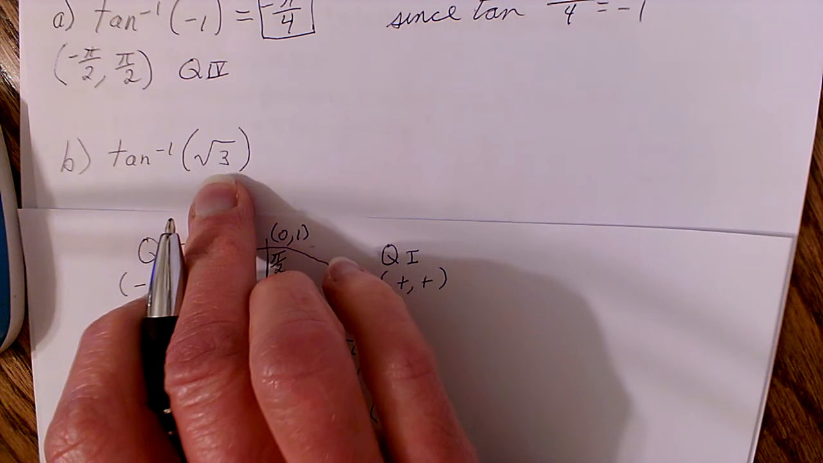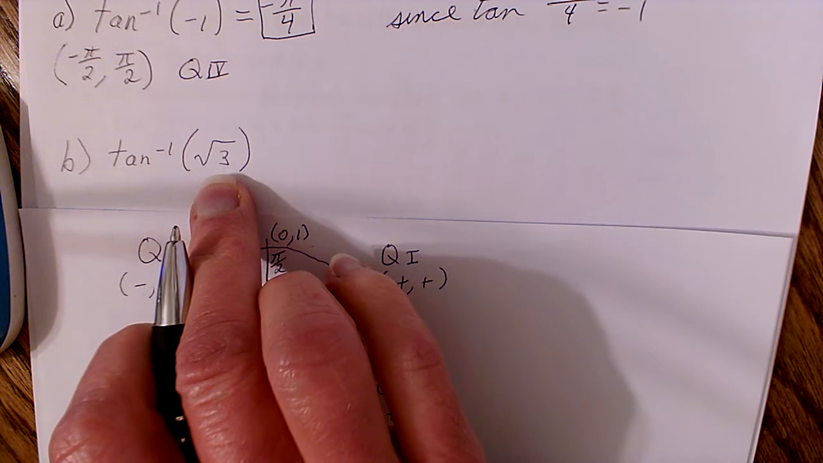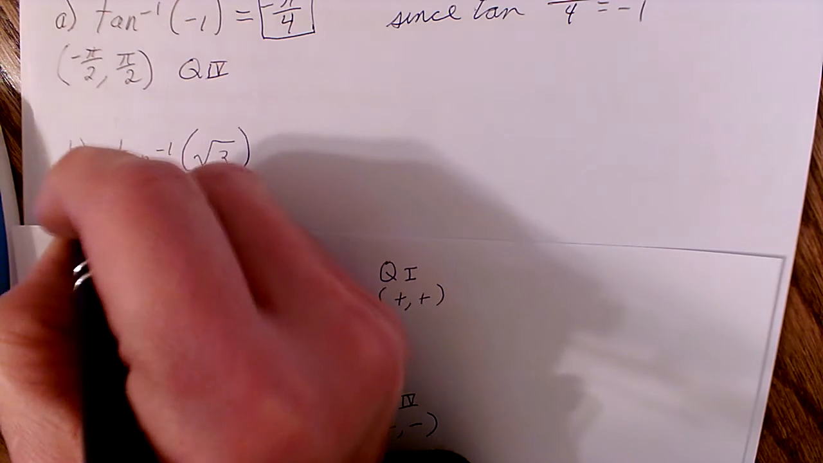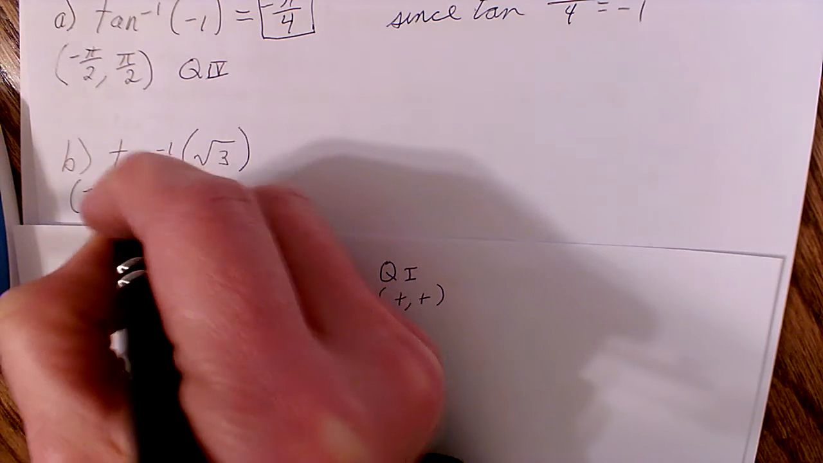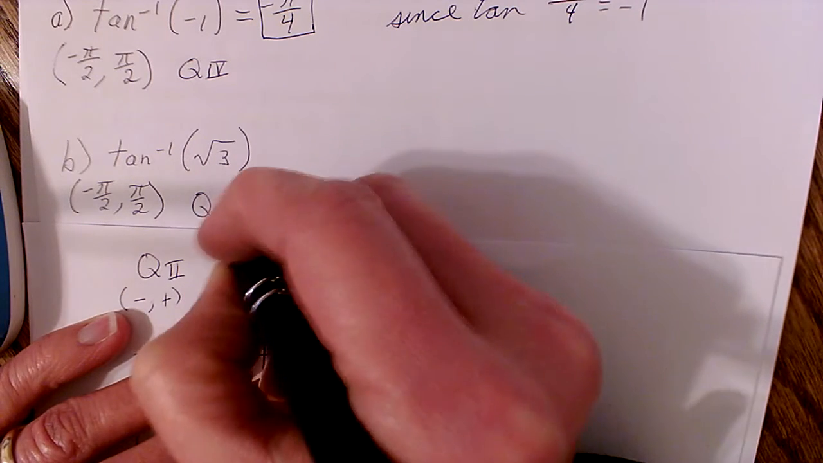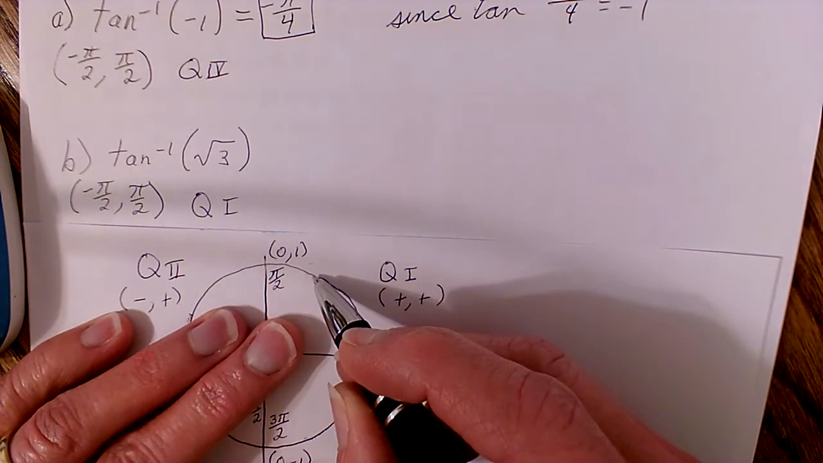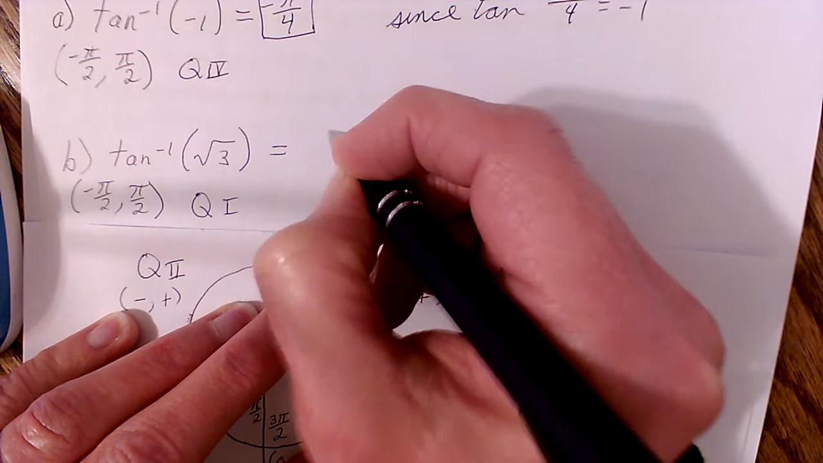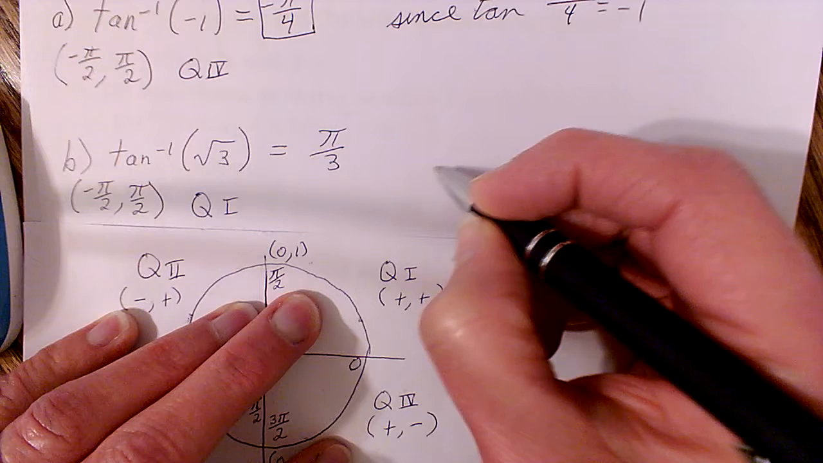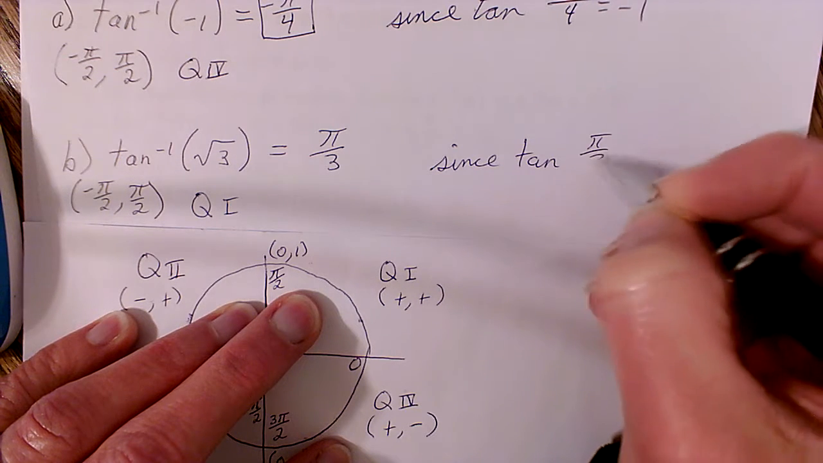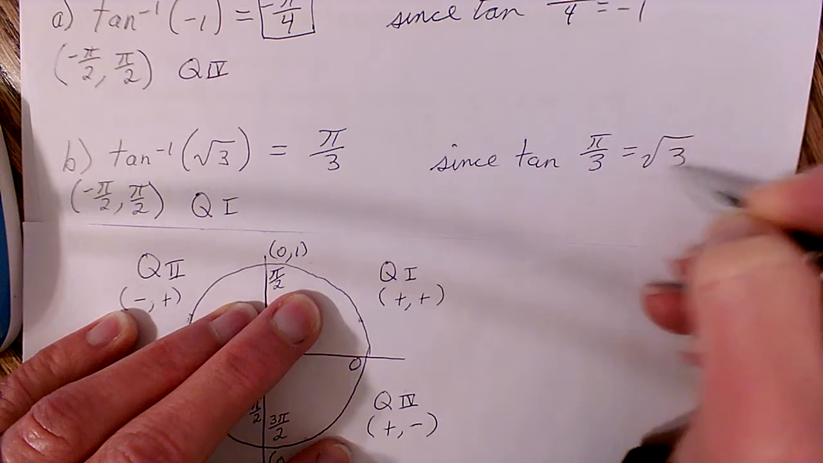Alright, let's look at the angle whose tangent gives us the square root of 3. Here we have a positive value for our tangent, so we must have come from quadrant 1 when we're looking between negative pi over 2 and pi over 2 for our answer. The angle that would give us the square root of 3 for that would then be pi over 3, since the tangent of pi over 3 is equal to the square root of 3.